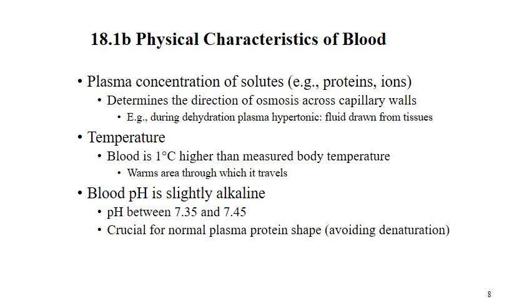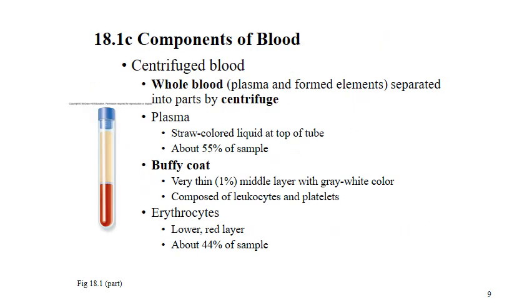Blood pH is slightly alkaline as well, so it's about 7.35 to 7.45, and that's that really narrow range that it needs to maintain for our pH balance. And that's really important to make sure that our proteins don't become denatured, because otherwise they wouldn't work, and then we would be quite screwed.